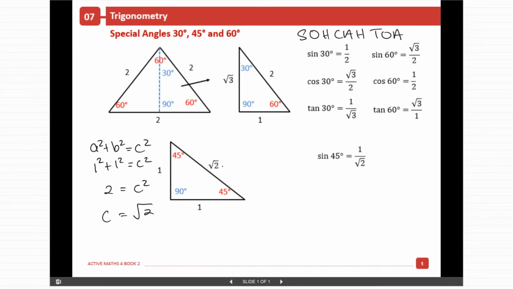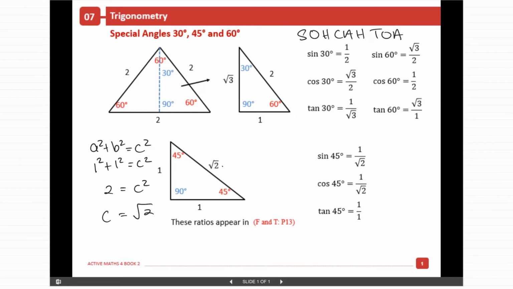Okay, the cos then of 45 degrees is going to be the adjacent, which is 1, over the hypotenuse, which is root 2. So sine of 45 degrees and cos of 45 degrees are both 1 over root 2. And then finally the tan is going to be the opposite over the adjacent, which is 1 divided by 1, which is just 1.